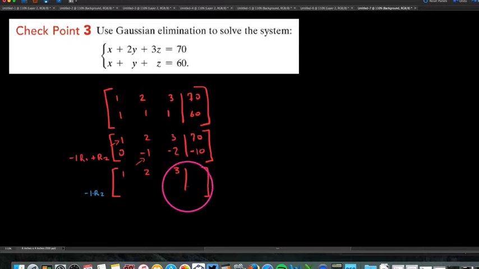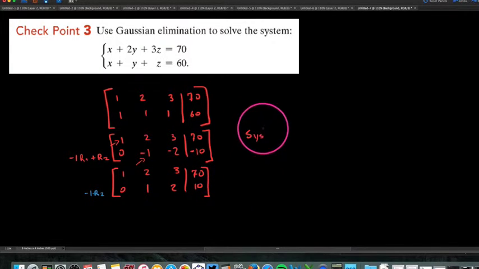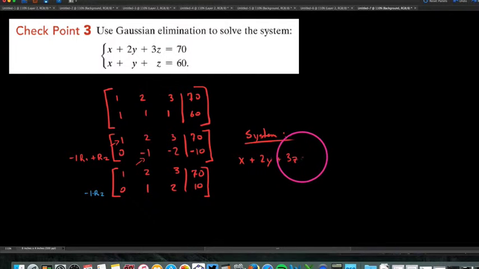We have a 1, 2, 3, and a 70 in our top row. And our second row becomes the opposite of what we had before, so 0, positive 1, positive 2, and a positive 10. But for our system associated with this, we could not Gaussian eliminate any further than what we have already done. We'd have x plus 2y plus 3z equal to 70. And then our second equation would be y plus 2z equal to 10.